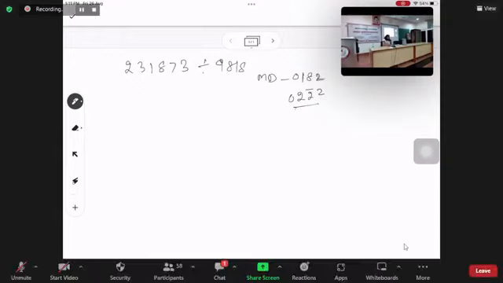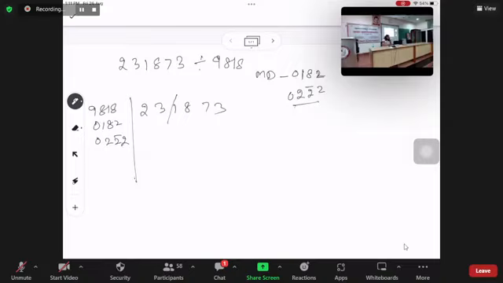Okay, so we write 231873. So this is 9818. Its modified divisor is 0182 and its new divisor is modified as this. Again we put a slash because 10,000 is the base. Proceed in the same way. First number as it is, 2. Then multiply. Now multiply with this new modified divisors, not with the old one.